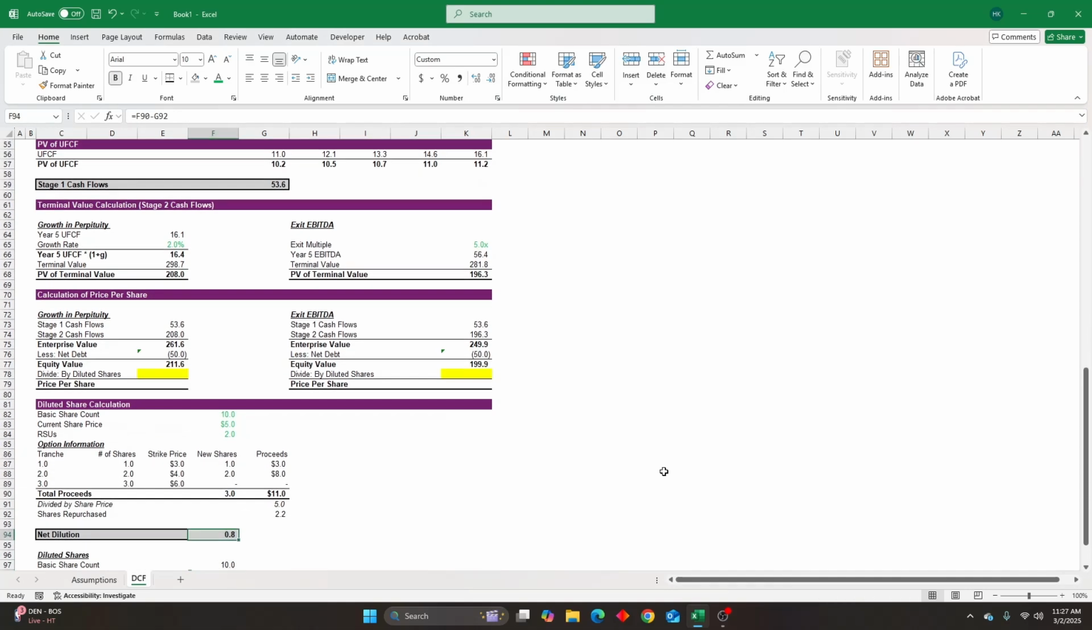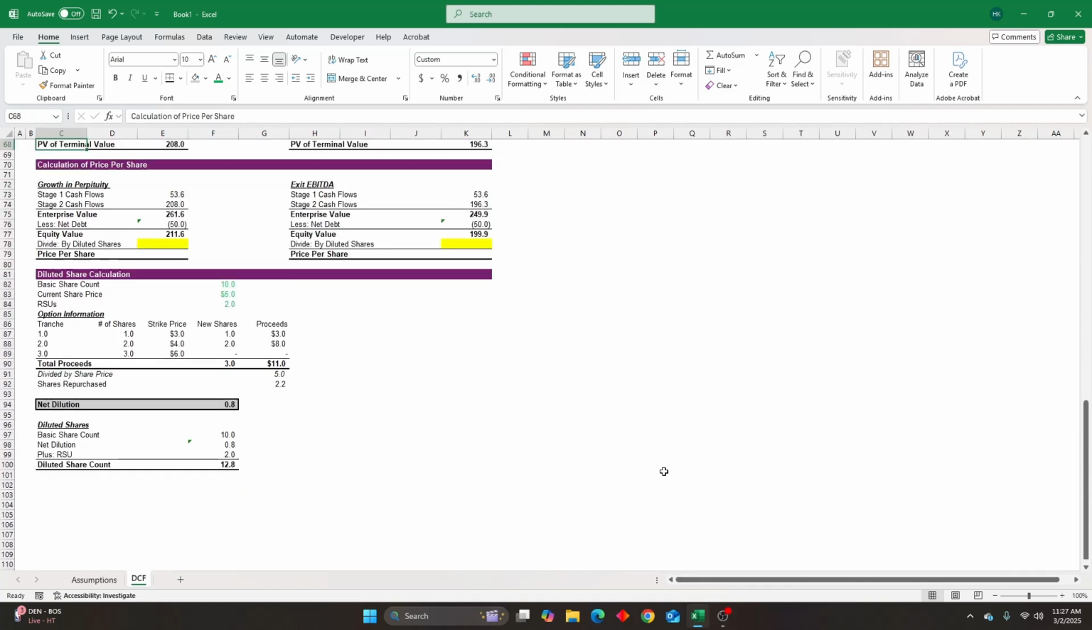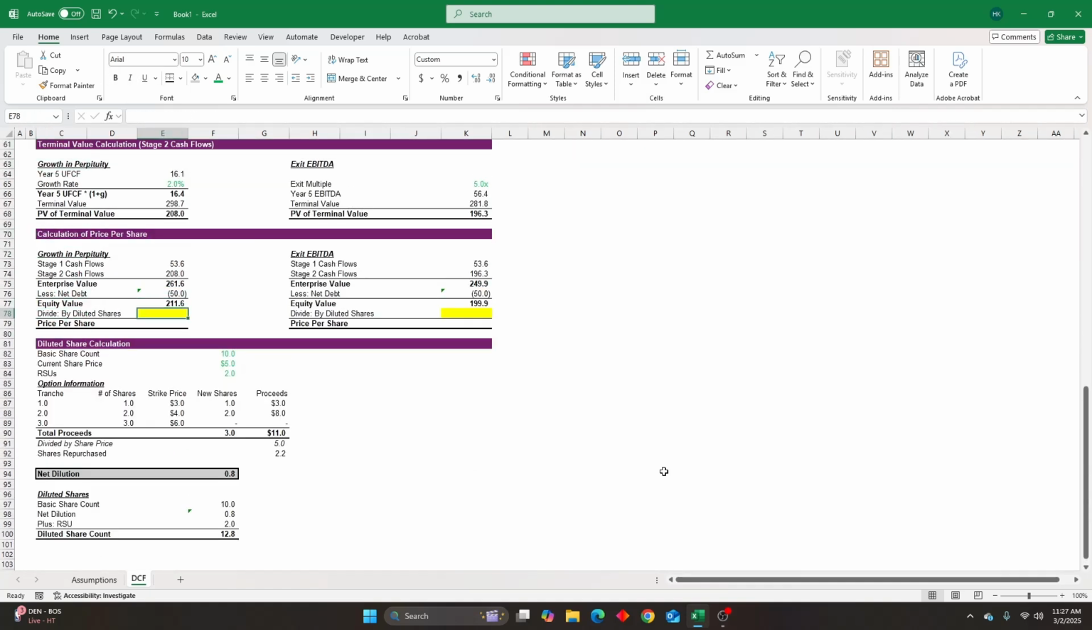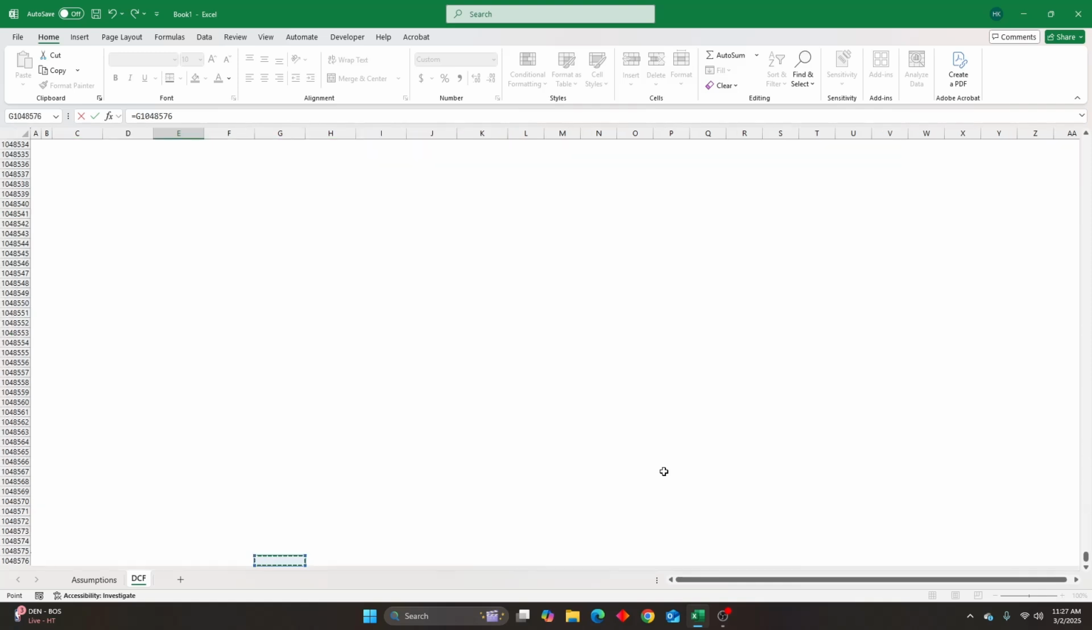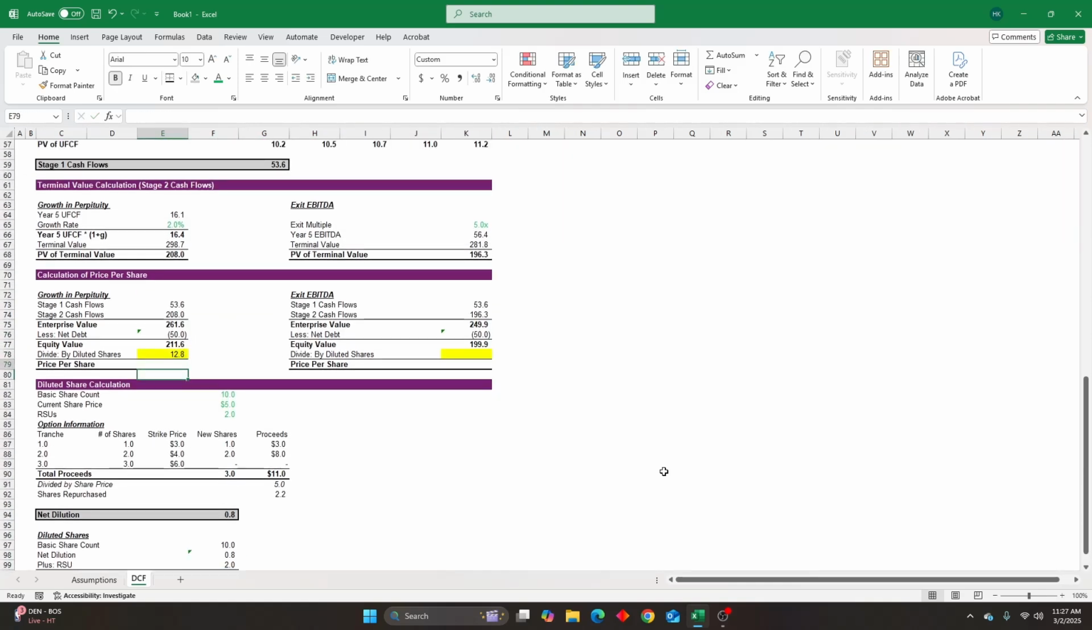Okay, now that we have our diluted share count, we can link to it over here, just like that. And to get our price per share, we'll take our equity value and divide it by our diluted shares. So in this case, for our growth in perpetuity approach, we'll have 16.5. And for our price per share under the exit EBITDA approach, we'll have 15.6.